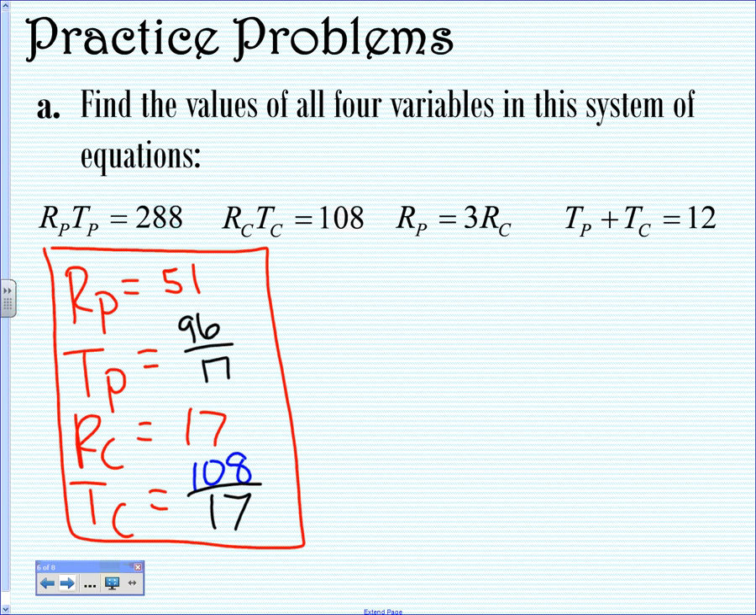Yeah. Good job. So sometimes you have strange answers for these. That's okay. Although on a test, I would probably go back and check and make sure I got it right. Which equation did you get to? How did I solve TC? 17 TC equals 108, and then divide by 17. Does that make sense? Okay.